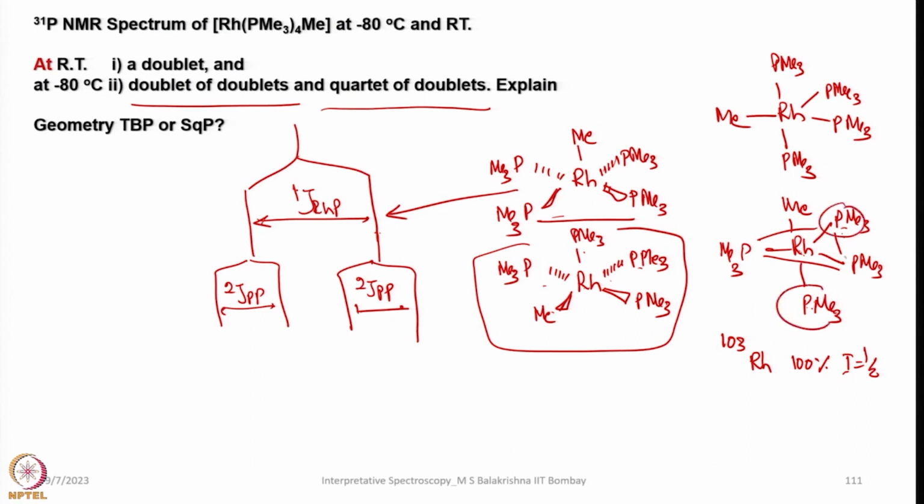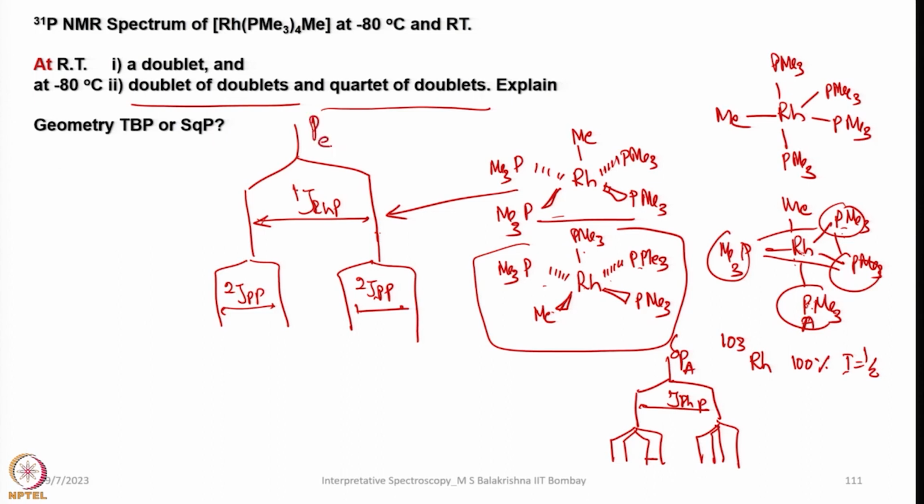This is fine. These are taken care of now, and now this will be split into this doublet first. It is first split by rhodium to give a doublet, and each line in the doublet will be a quartet here. And then this is 2J PP, and this is 1J rhodium-phosphorus. So this is for the axial one, and this is for the equatorial ones, PE.